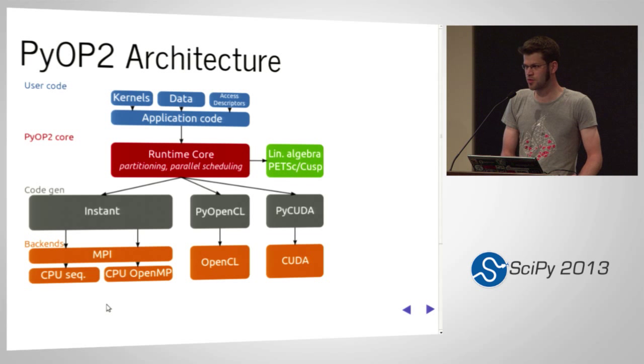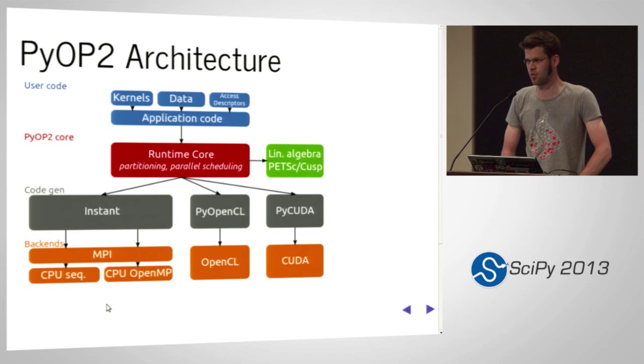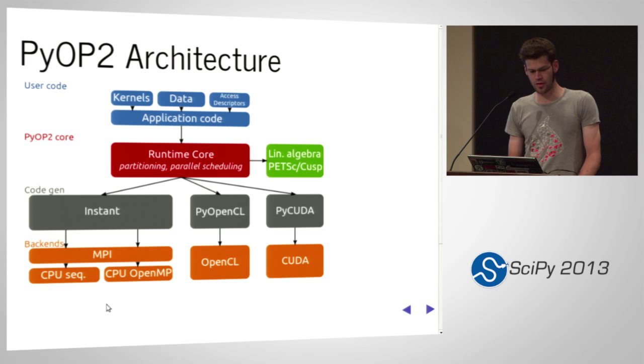All the linear algebra operations, we defer to linear algebra libraries like PETSc and CUSP. And the great thing is that we support different hardware backends, and this is completely abstracted from the user. The user writes their code once, but they can run on a multi-core CPU, they can run on a GPU, they can run distributed parallel with MPI, all without changing the source. So we take care of all the magic under the hood.